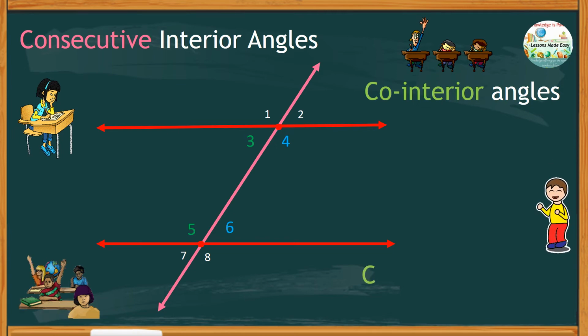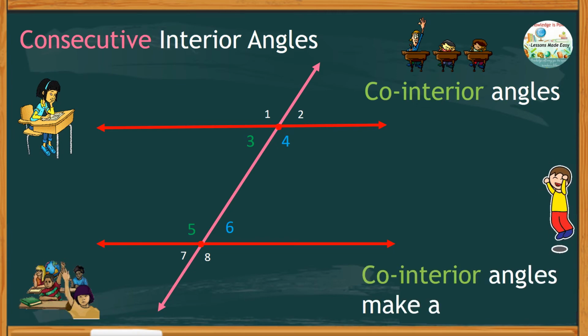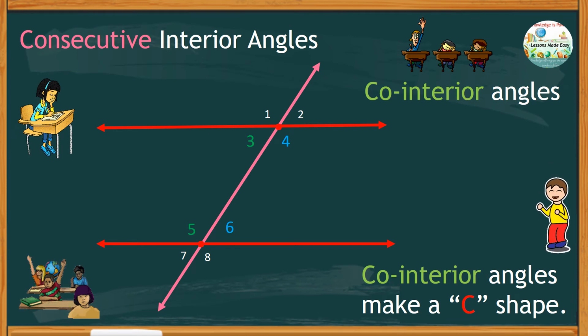Well, co-interior angles make a C shape. Can you find the C shape? I think this one is very obvious. Co-interior angles can be found on the same side of the transversal.